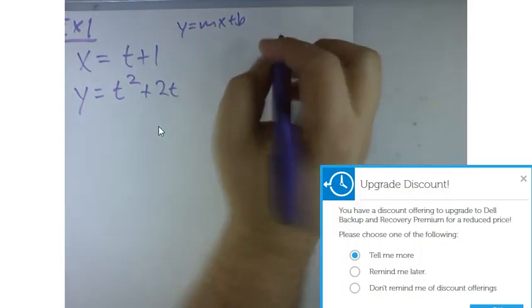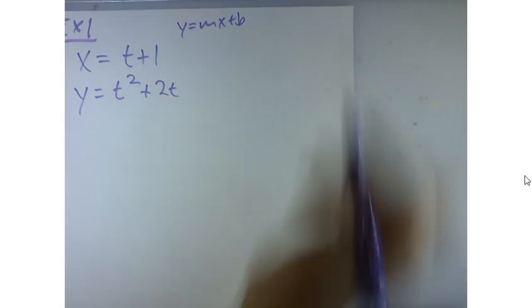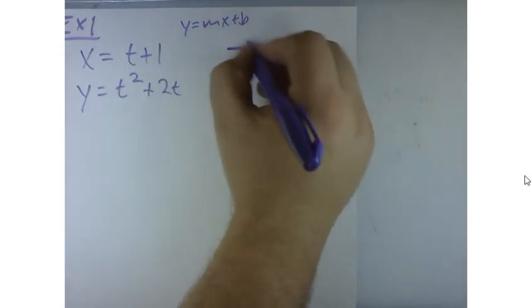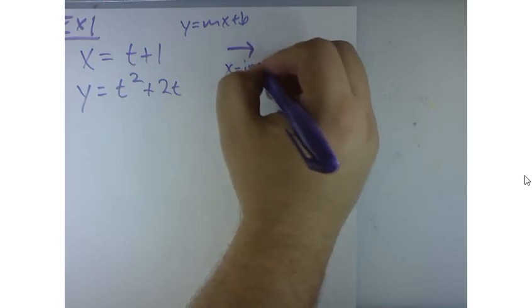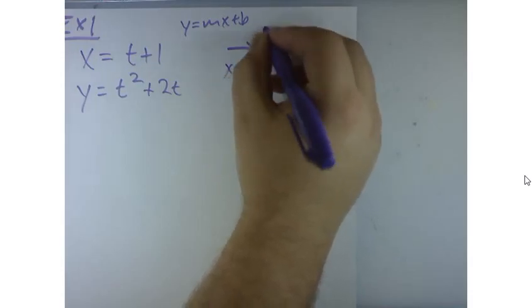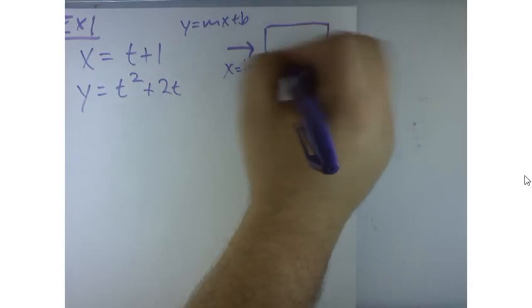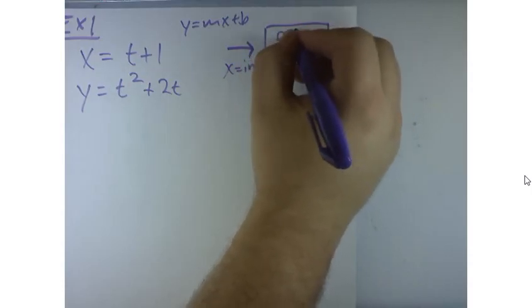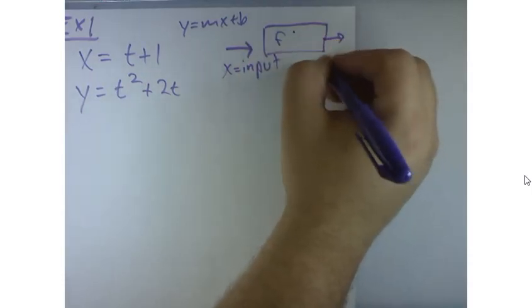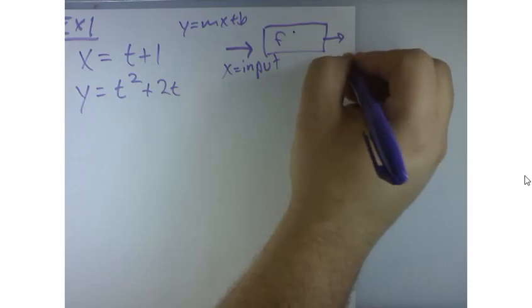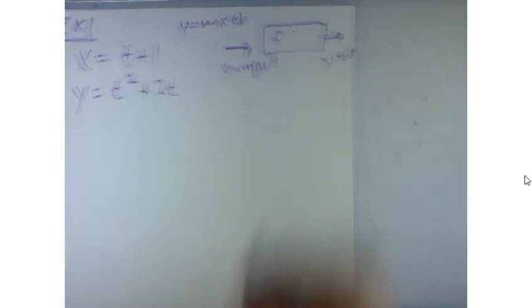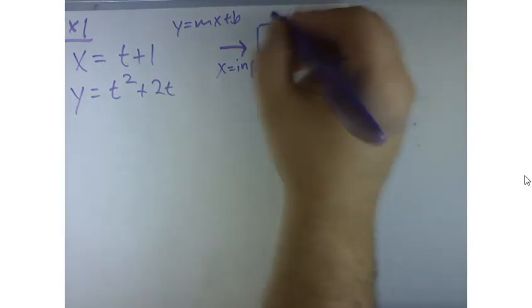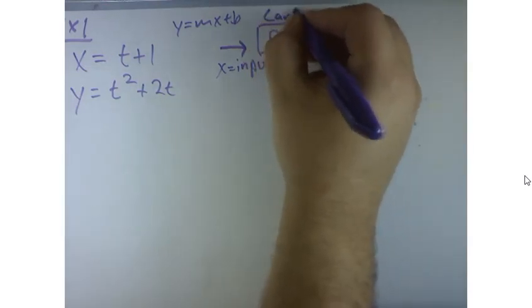Let me get this off the screen. What we do is we think in terms of function notation. In other words, my x is my input value. It goes into a function, and we'll call that function f, and then it spits out a y value, and that's how we think of it. Now, this is just a regular linear equation, or you'll hear me refer to it as Cartesian.